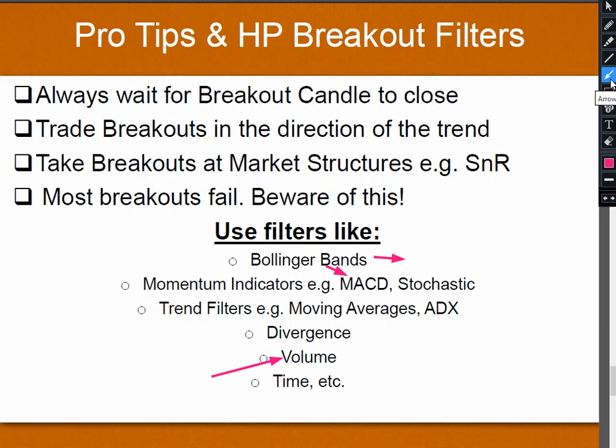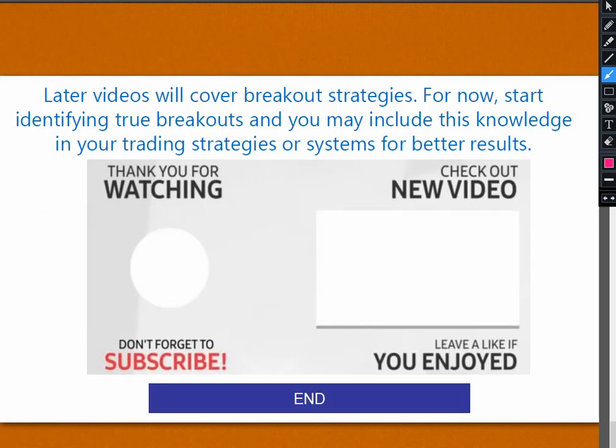Now on your own, this is an exercise. Check how you can use moving averages, ADX, divergence, time. Someone must be asking, Bernard, time? Yes, time is a filter when you are trading, and you may need to go and find out. Later on, I will be able to share a video on how to use time as a filter for trades. As for now, that is where we stop in this particular video.